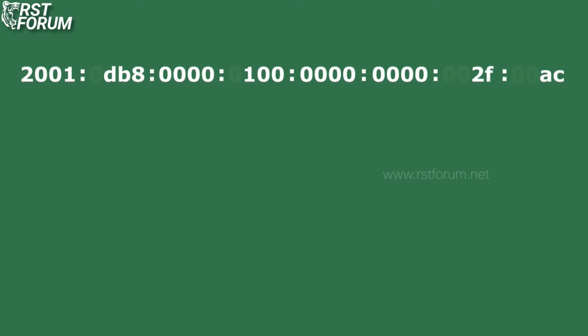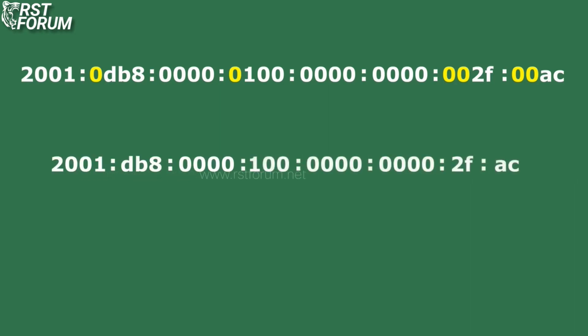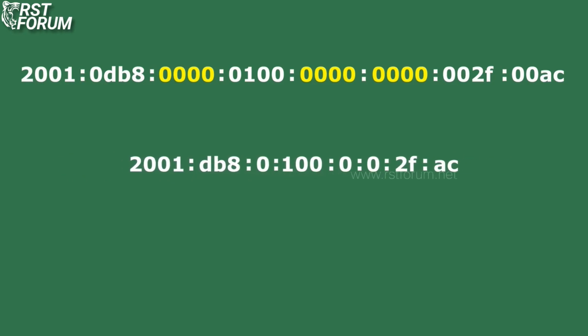The first trick is to remove the leading zeros in a field. As seen, we have 4 fields with leading zeros, and when we remove the leading zeros from the fields, our address will look like this. The next trick is to represent fields of zeros as a single zero. We have 3 fields with all zeros in our IPv6 address. So representing it with a single zero will make our address look like this.